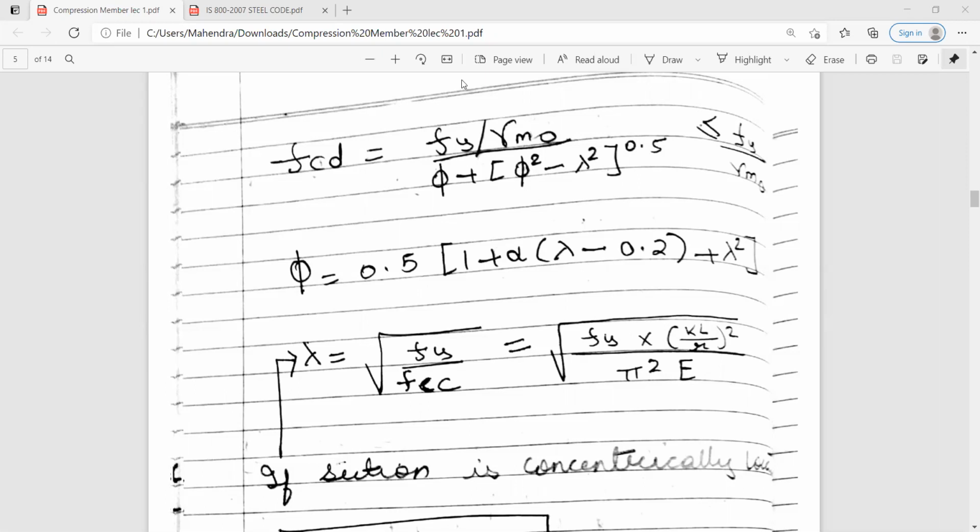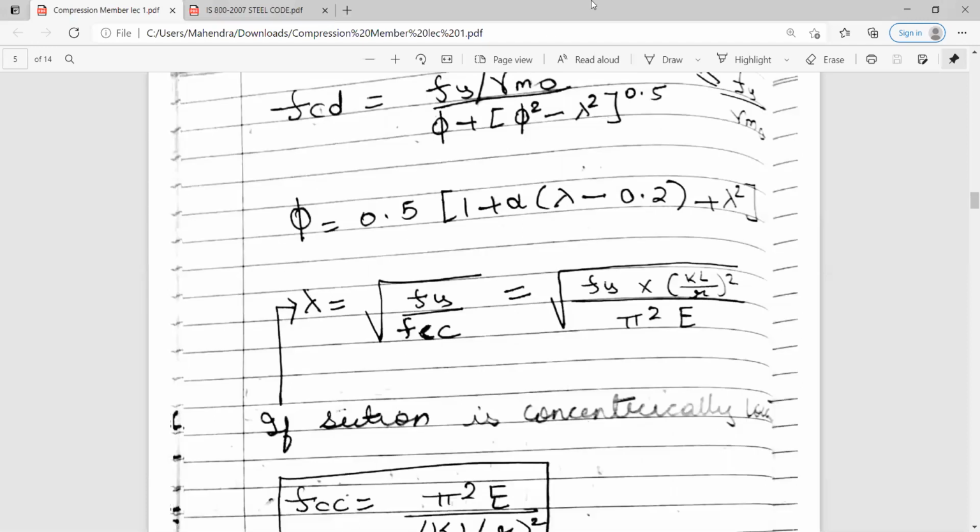Again, these formulas are there in your IS 800 2007, so no need to learn these formulas. All formulas are there in your IS codes. So just note down the formula for the design compressive strength, that is FCD, and the phi. These are all the basics you should know before starting the design for the compressive strength. You should know all these formulas and where the formulas are situated in your IS codes.